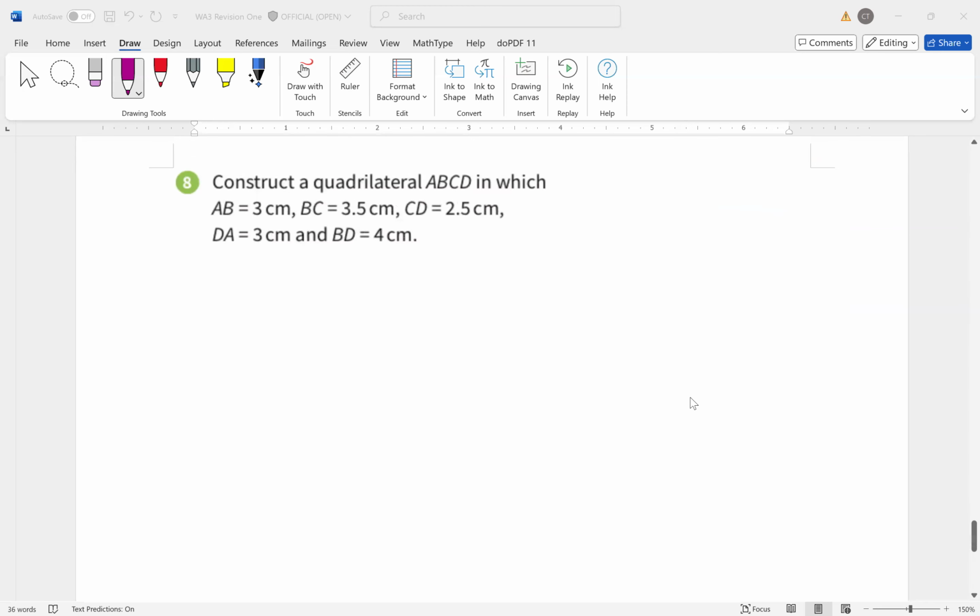So now we are at question 8. They want us to construct a quadrilateral ABCD in which AB is 3, BC is 3.5, CD is 2.5, DA is 3, and BD is 4. Let's do a rough sketch first. Let's say I want to start with AB. So AB will be like this. This is the 3 cm.